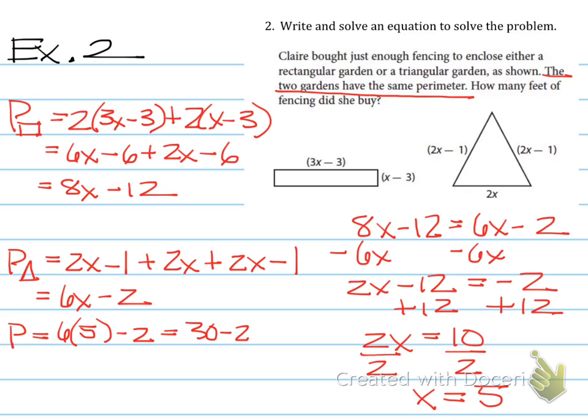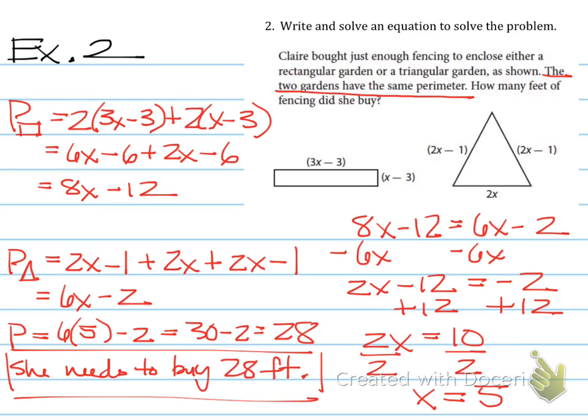All right, 6 times 5 is 30. 30 minus 2 is 28. All right, and we would have gotten the same thing if we plugged it into the perimeter for the rectangle. 8 times 5 is 40. 40 minus 12 is still 28. So she needs to buy 28 feet of the fencing.